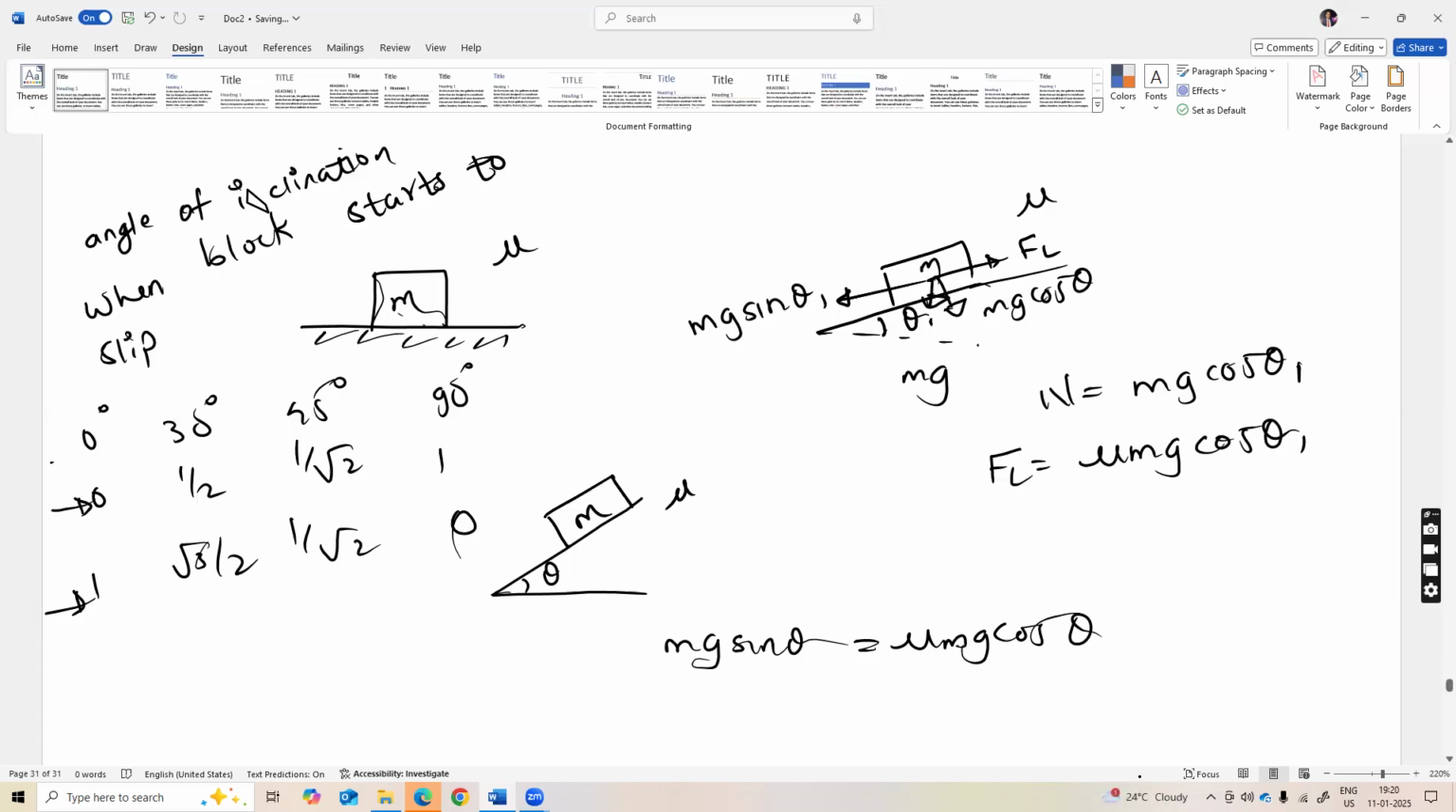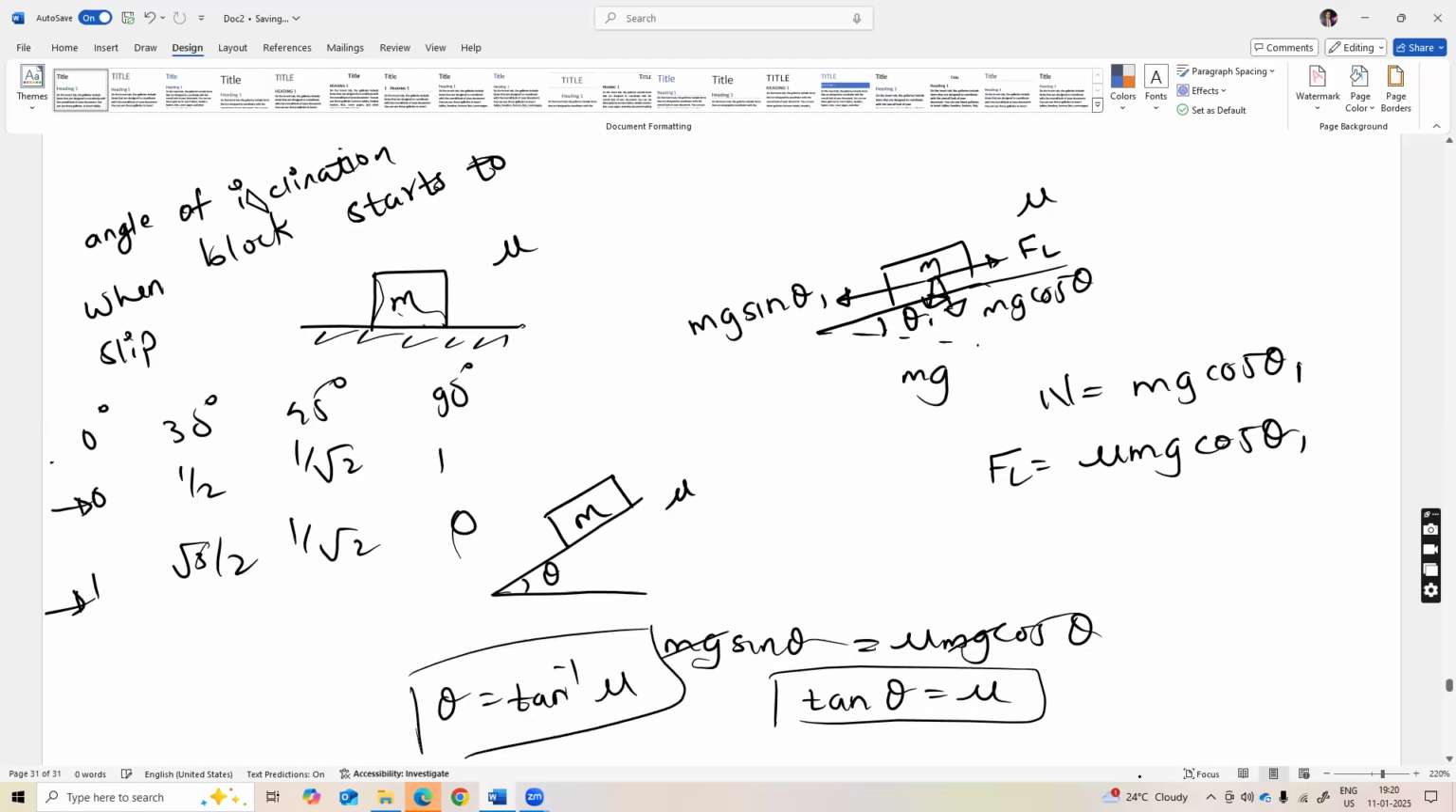Got it. Okay, so now mg will get cancelled with mg. So you will get tan theta is equal to mu. So theta is basically tan inverse of mu. So this is the angle of repose, theta. Okay? Yes, sir. Got it.